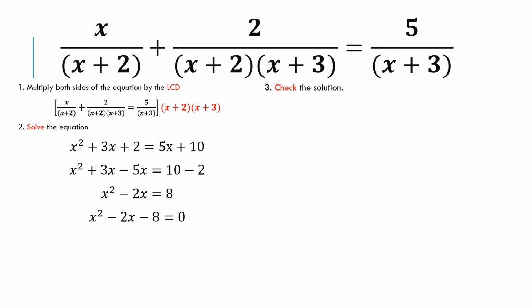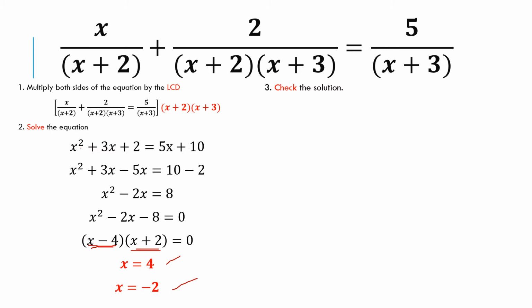And then after this, okay, let's solve for the value of x. Anong gagawin natin? Ifa-factor natin siya. So, ano yung mga factors? We have x minus 4 times the quantity x plus 2. And then let's solve for x. Ano yung mga possible values ng x dito? Para maging 0 ito, ang value ng x is 4. Dito naman, para maging 0, ang value ng x dito is negative 2. So, ito yung mga possible na solution for this rational equation.